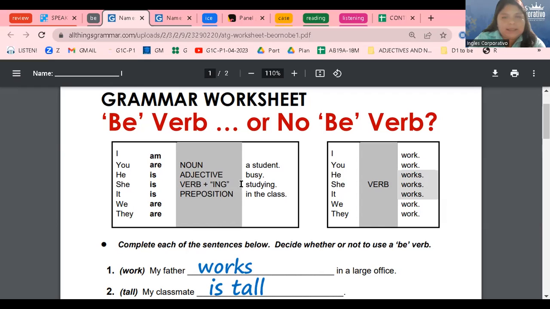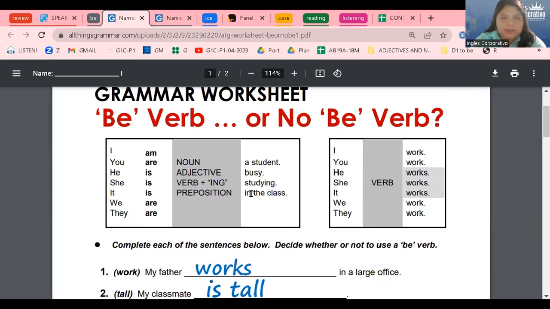She is studying, ella está estudiando. And in addition, the verb to be can be followed by either any of these or a preposition. Entonces puede ir seguido de cualquiera de esos complementos o de una preposición para indicar una ubicación, o dar una descripción de algo. So look at this. It is in a class, which is the preposition in, right?